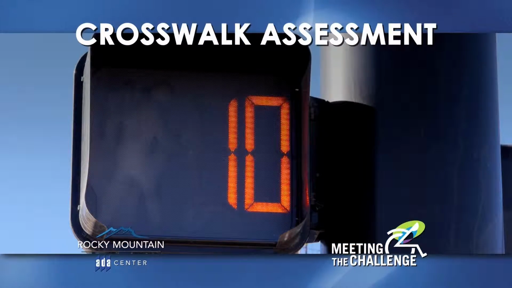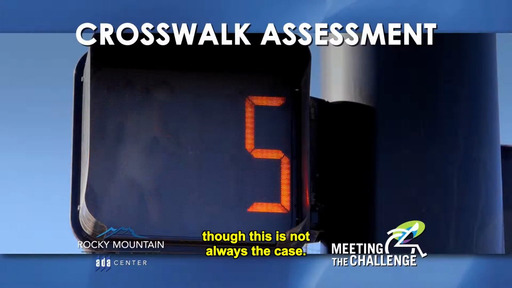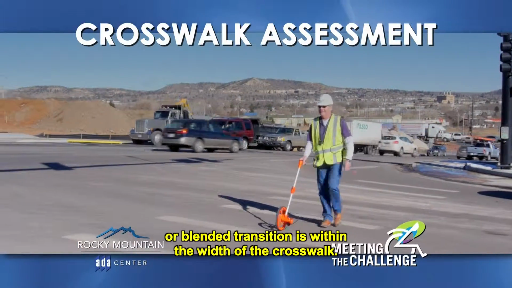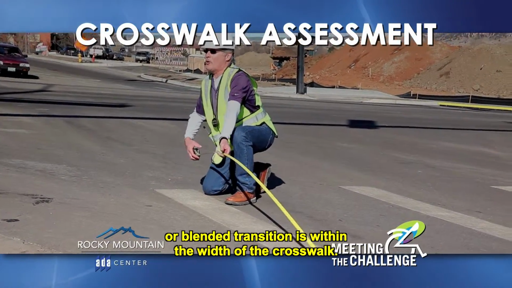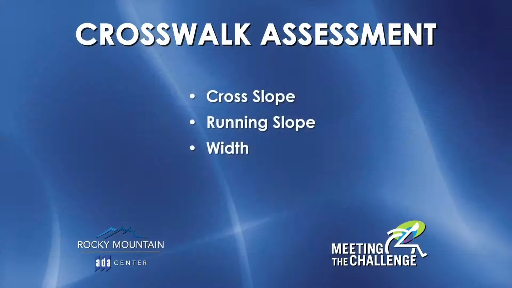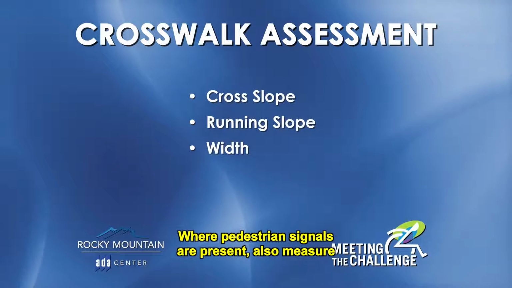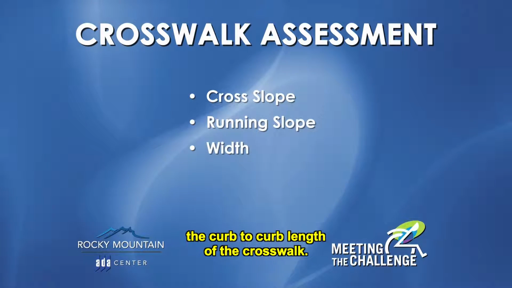Crosswalk assessment. A crosswalk should be marked, though this is not always the case. At marked crosswalks, observe whether or not the curb ramp or blended transition is within the width of the crosswalk. Measure marked crosswalks for cross slope, running slope, and width. Where pedestrian signals are present, also measure the curb-to-curb length of the crosswalk.